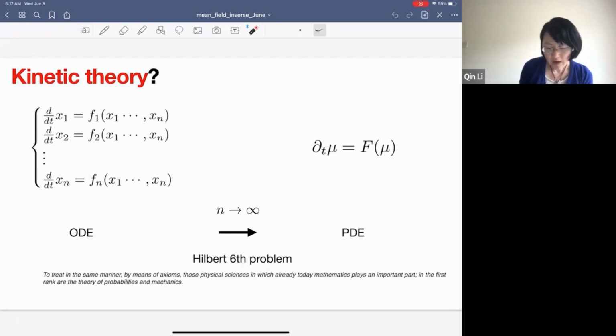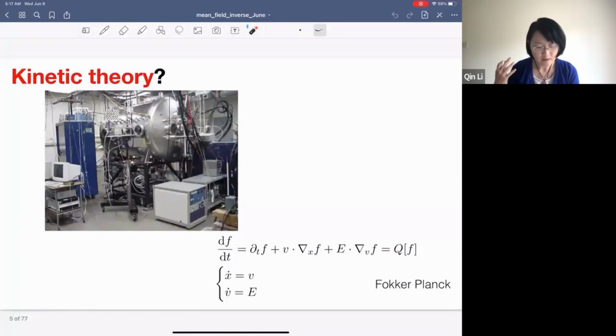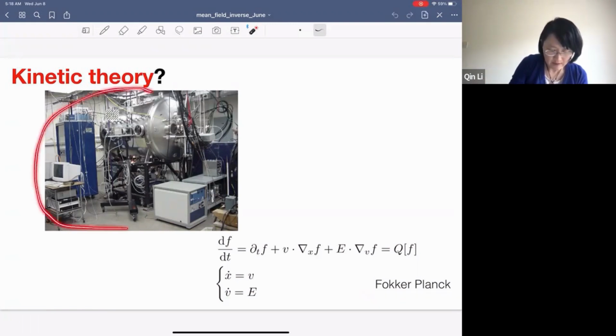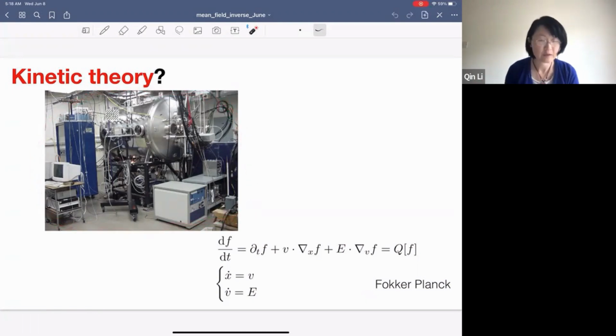Okay, so you may ask, where do these particles come from? Over here, I'm going to list 3 examples of when people use kinetic theory in practice. The first example is the so-called Fokker-Planck equation. This picture is taken at the California Institute of Technology in Paul Bellan's lab.